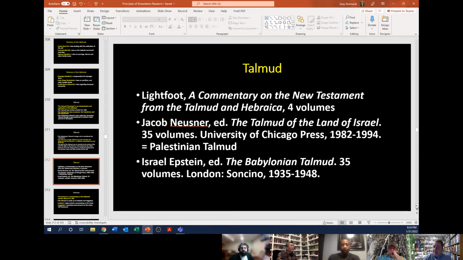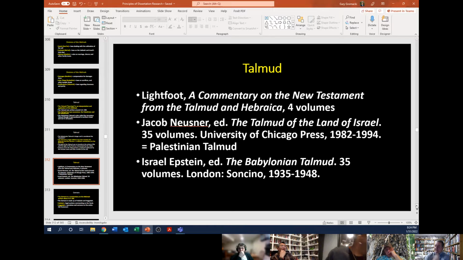So Lightfoot, a Christian, has a commentary on the New Testament from the Talmud in Hebraica. Not really read or studied that, but it would be very interesting to see what he has to say about that. Neusner is a Jew, Jacob Neusner, the editor of the Talmud of the Land of Israel, 35 volumes. That's a lot for the Palestinian Talmud. Israel Epstein, editor, the Babylonian Talmud, 35 volumes.